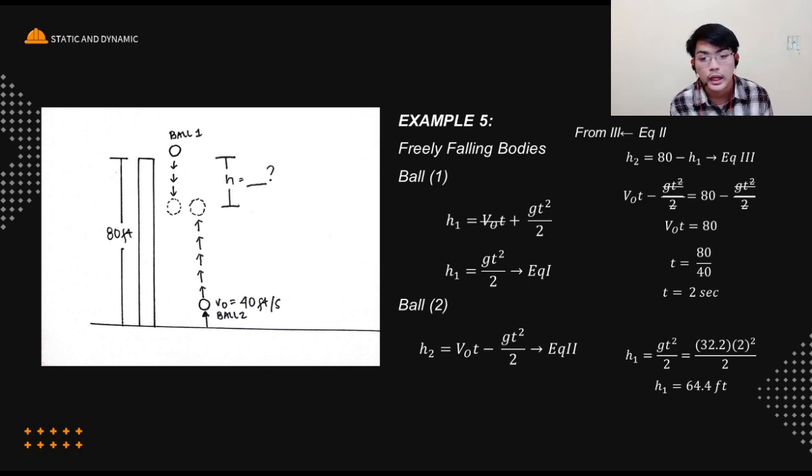And now to find the height of our ball 1, we have gt squared over 2 equals 32.2 times 2 squared over 2. And that shall lead us with our height 1 being equal to 64.4 feet.